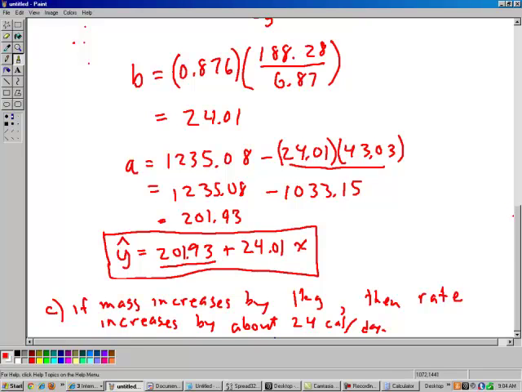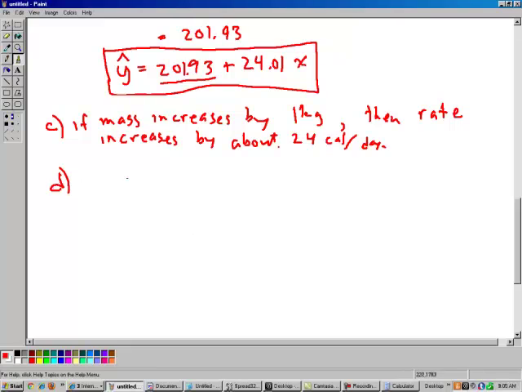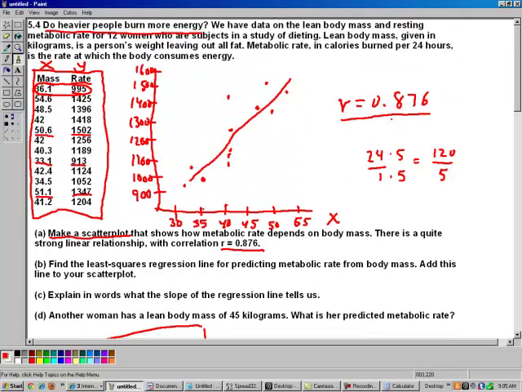Okay, last part is part D. Let's take a look at what part D is asking. It says, another woman has a lean body mass of 45 kilograms. What is her predicted metabolic rate? And this is where these least squares regression lines become really useful. So we have data here from 12 women.